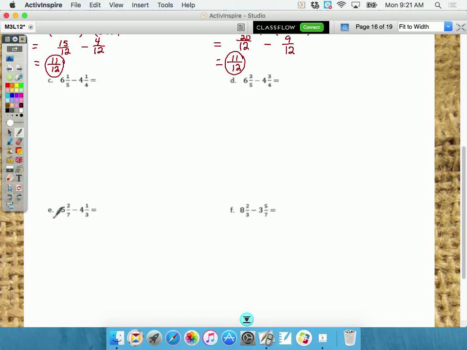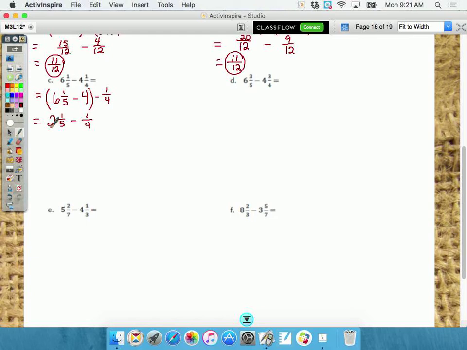So let's practice C. Now the first step is the same. Take 1/4 out of the parentheses. Stay with me, because this is the one that's a little different. Okay, so 6 minus 4 is 2, so 2 1/5 minus 1/4. Now, I notice that 1/5 is less than 1/4, so I'm going to borrow 1 from the 2.